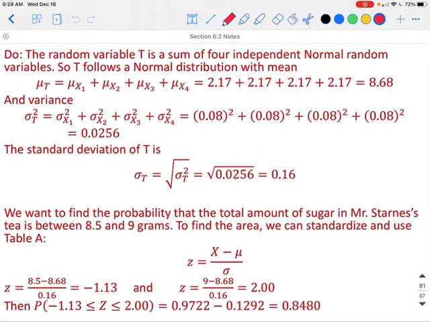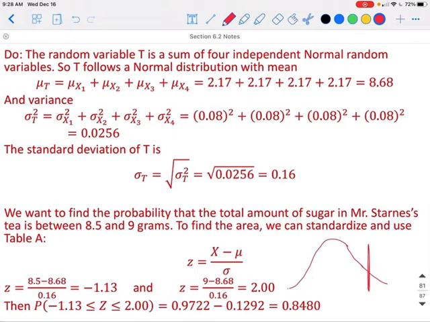Now you will go to your table A, you will look up the z value of negative 1.13, and you will see that it has an area of 0.1292. You will look up the z value of 2, and you will see that it has an area of 0.9772. Remember, when we are doing these, if I have a z value of 2, that would be over here.